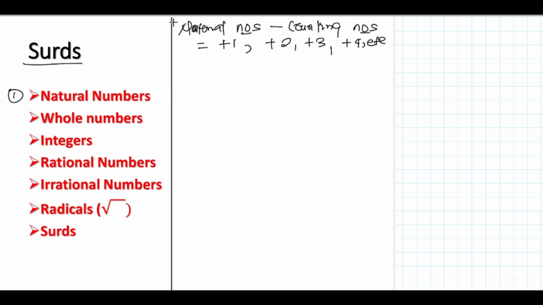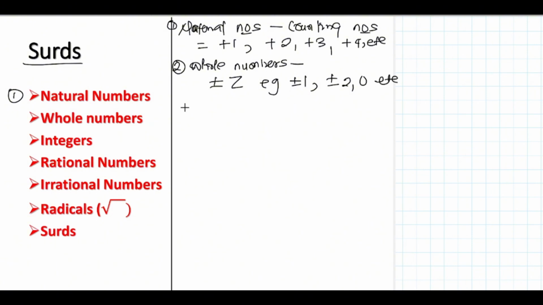Number two, whole numbers. Whole numbers are numbers without decimals, or whole numbers are positive or negative integers, for example plus or minus 1, plus or minus 2, and 0, etc. They are all whole numbers. So integers are the same thing as whole numbers. Integers equal whole numbers. These are numbers without decimal points.